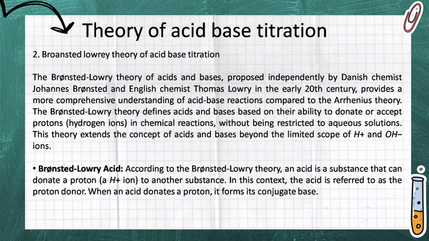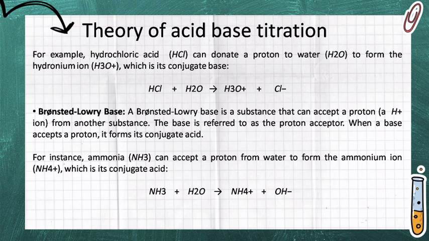A. Bronsted-Lowry acid. According to the Bronsted-Lowry theory, an acid is a substance that can donate a proton, an H+ ion, to another substance. In this context, the acid is referred to as the proton donor. When an acid donates a proton, it forms its conjugate base. For example, hydrochloric acid, HCl, can donate a proton to water, H2O, to form the hydronium ion, H3O+. HCl plus H2O to give H3O+ plus Cl-.